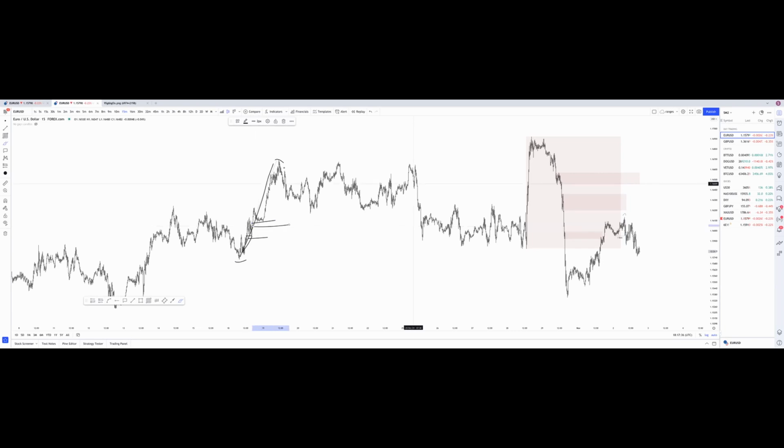Then we come back, we have this corrective phase, which is so much harder to trade continuations in, because you don't know where price is going to leave off. Sometimes it will leave off this extreme, sometimes it will leave off here, sometimes here. It could do a bunch of different things. But once this has failed to follow through, until this low gets taken, the objective is that low.